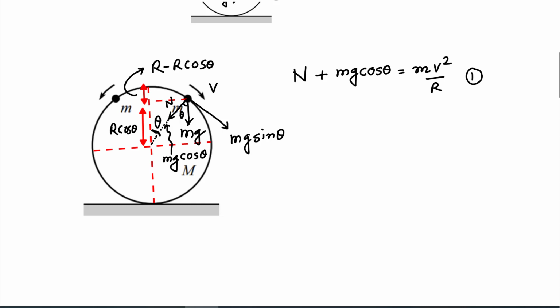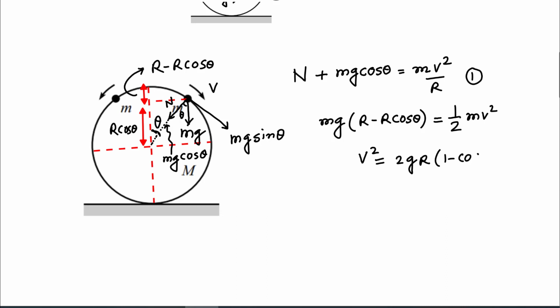So this bead has lost some energy. How much energy has it lost? It has lost mgh, and h is nothing but r minus r cos theta. And how much is gained? The loss in potential energy is equal to the gain in kinetic energy in this case, that is half mv square. So from here you can write v square is equal to 2gr times 1 minus cos theta. So this is the second equation.